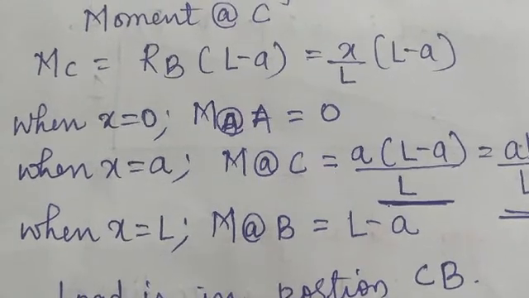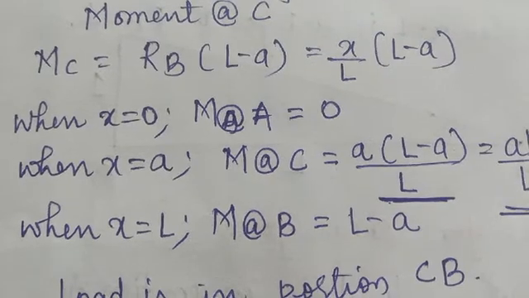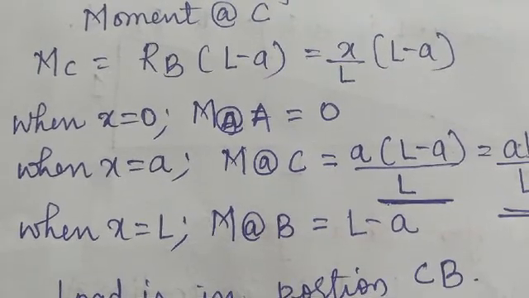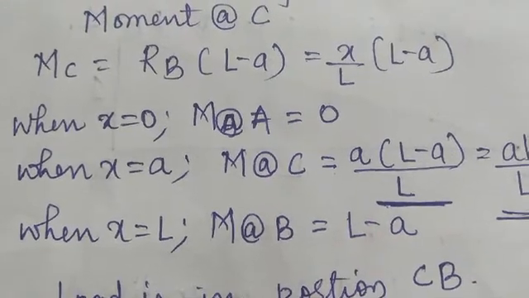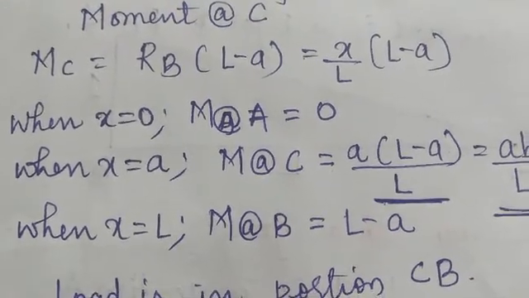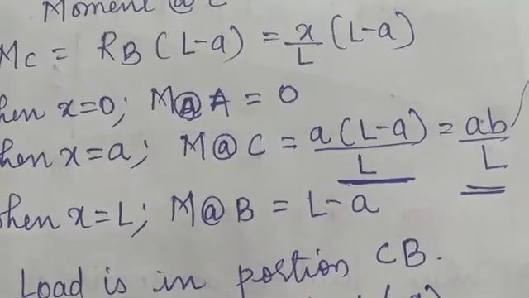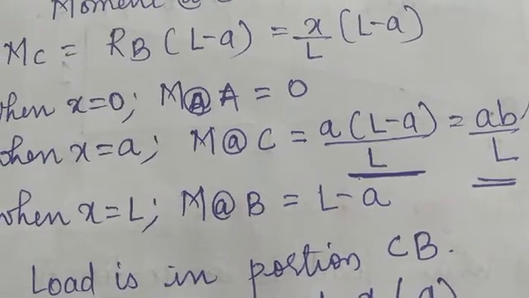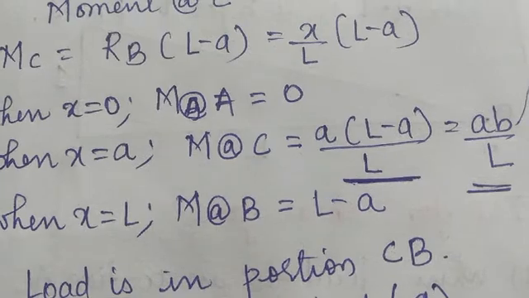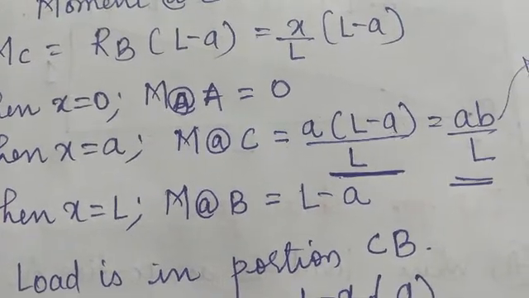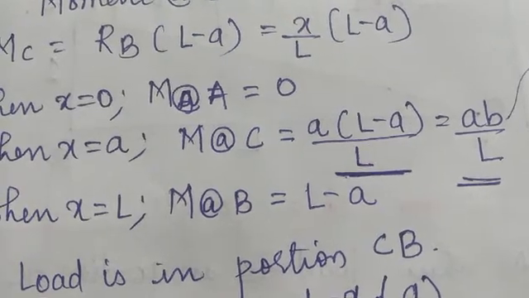Now let us calculate the salient features, that is the moment at A, moment at C and moment at B, by substituting the values of X, that is when X is equal to 0, when X is equal to A and when X is equal to L. After having those values, I will get the equation as this. At A I'll get moment as 0, at C I will get it as A into B divided by L, and at B I will get L minus A.